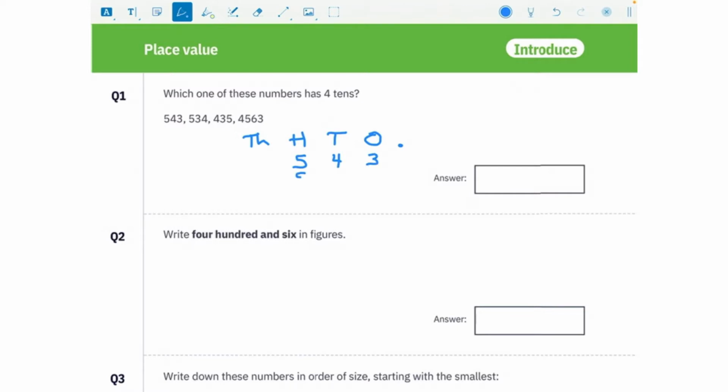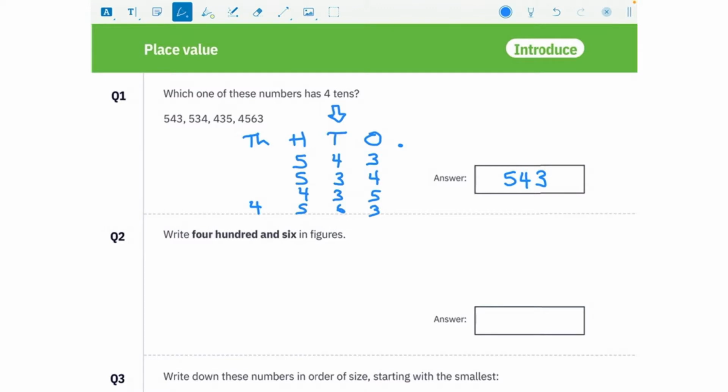I've got 534. I've got 435 and I've got 4,563. So that's where they'd go in the grid, and hopefully now you can see that we're just looking at the tens column. Which of those numbers has a 4 in the tens column? So which one has a 4 worth 40? And that's going to be 543, just that first number there.